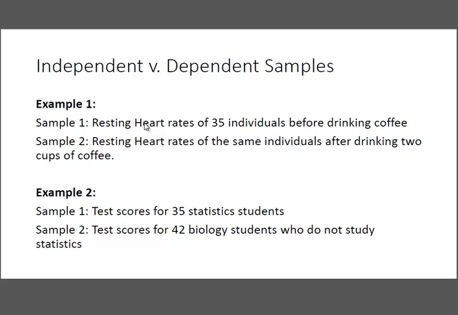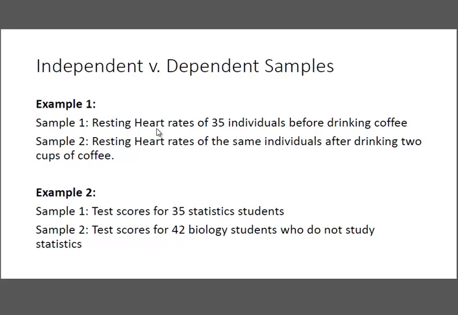This is example 2, for instance. Sample 1 is the test scores of 35 statistics students. Sample 2 is the test scores for 42 biology students who do not study statistics. These are two completely separate groups, and I don't know exactly what this statistics is focusing on, but one is going to be the test scores for stat students, and then sample 2 is going to be the test scores for biology students.